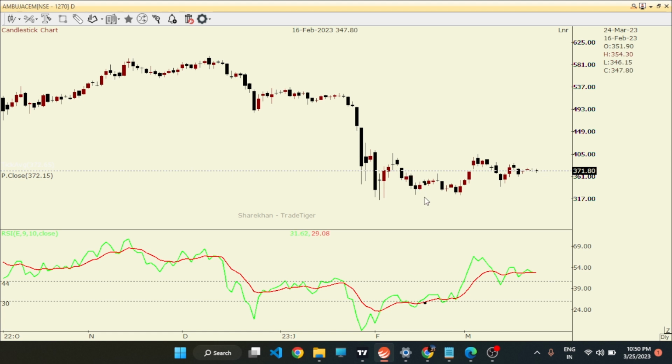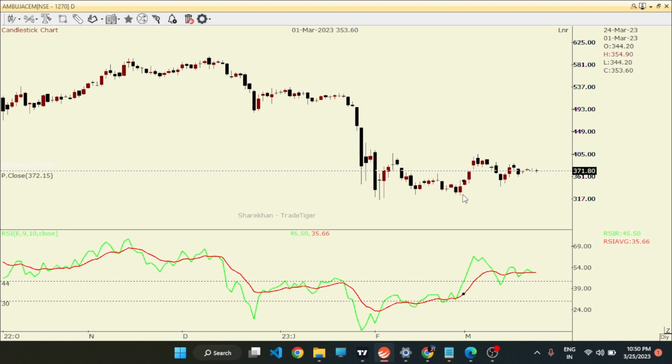And then it gave another entry at this candle. On 15th February, candle closing was 344 and low was 335. It's a 10 point SL. Our target will be 364. As you can see, on the fourth day from our entry point, it made 366. So this one is also a good trade.